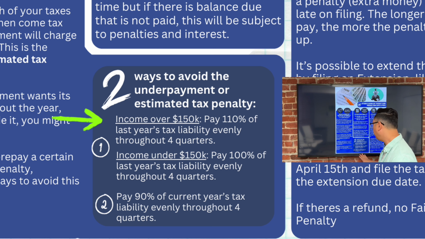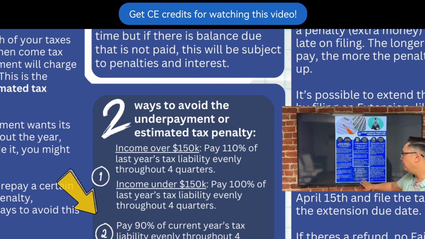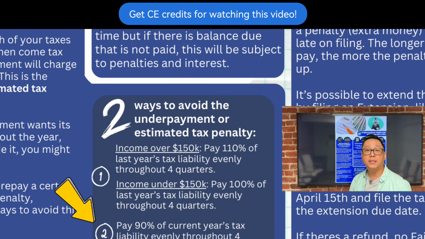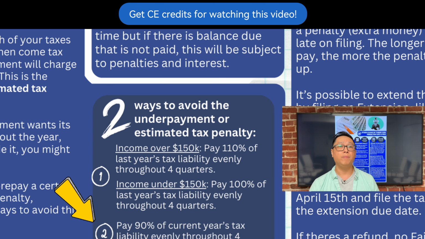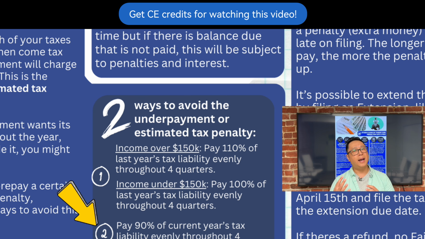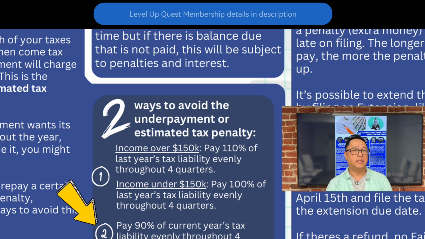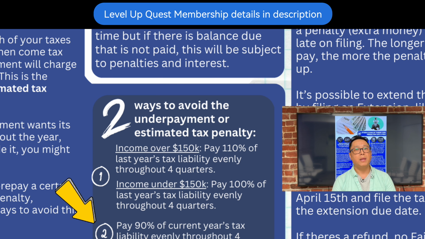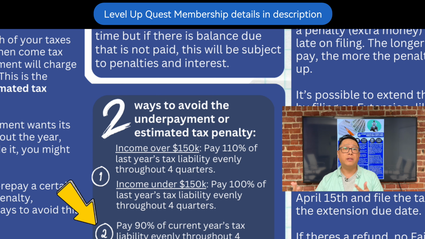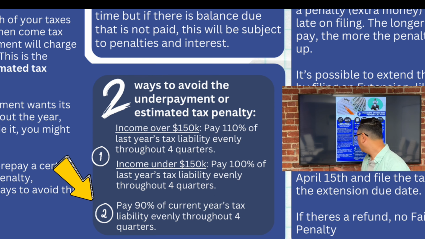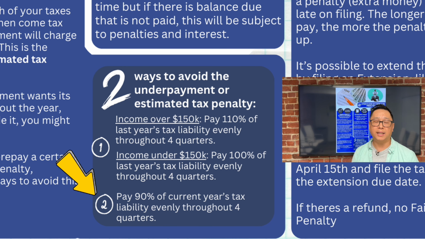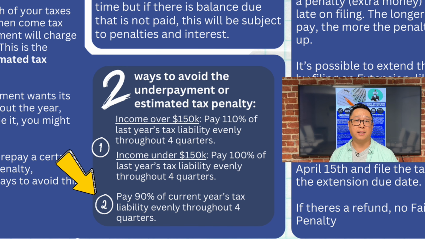Now, the second way to avoid a penalty is to pay 90% of the current year's tax liability. By doing some tax planning, we know exactly where the client stands. So every quarter we'll say, okay, it looks like your profit is $100,000. The tax on that is, let's just say, $40,000. Just pay 90% of that $40,000 for now. And then we do another planning in the second quarter, third quarter, and fourth quarter. That's usually the way to use the second alternative, paying 90% of the current year's tax liability.